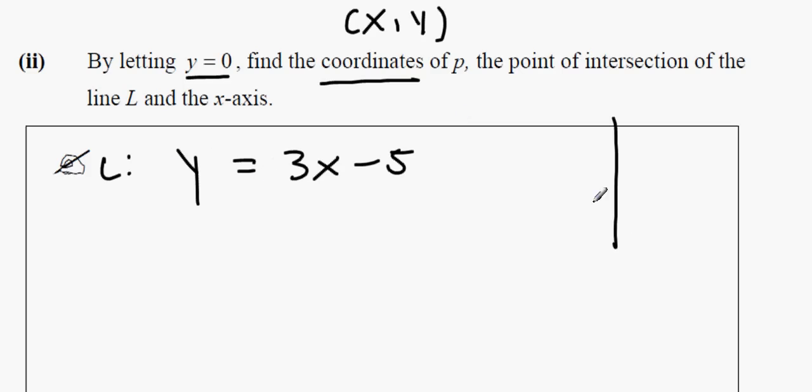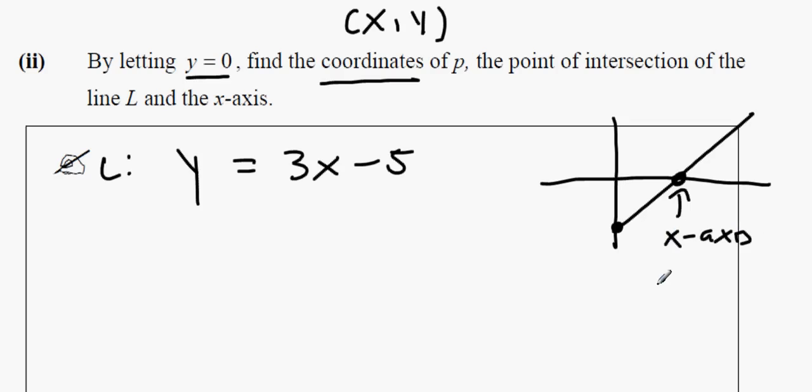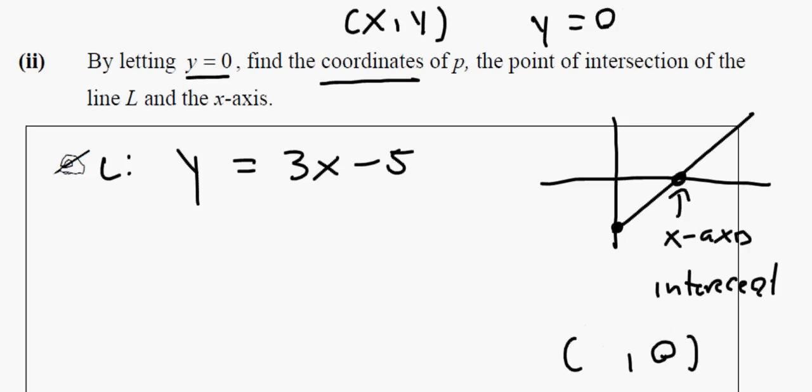So what we need to realize about this formula is that we want to find out where it hits the x-axis. So the x-axis intercept, okay. And what we know about the x-axis intercept is that the y value has to be equal to 0. So the answer is going to be something, 0. Okay, so we have to find out what x is. So y is 0.